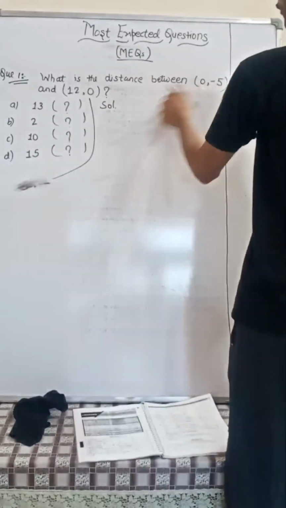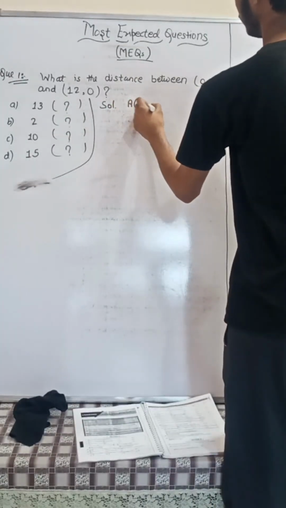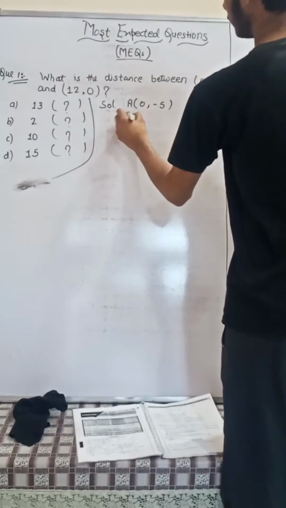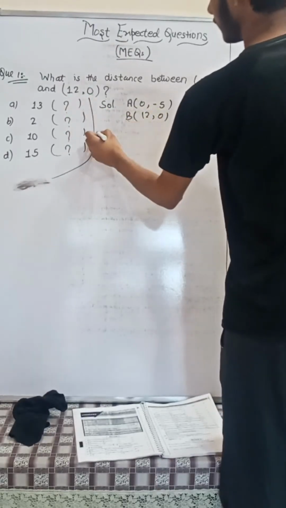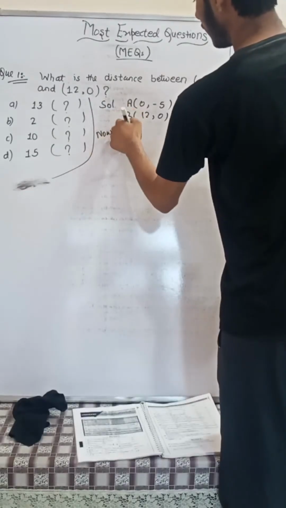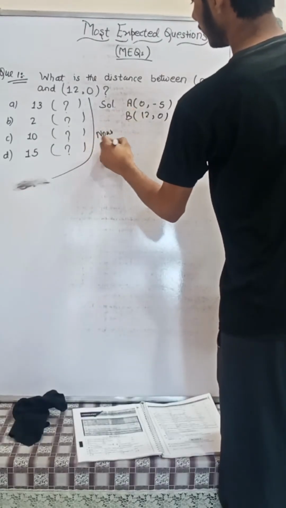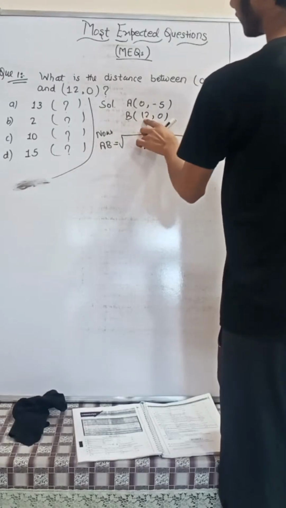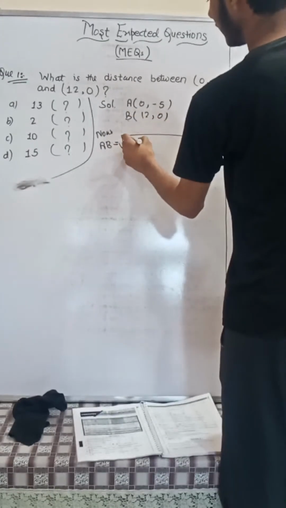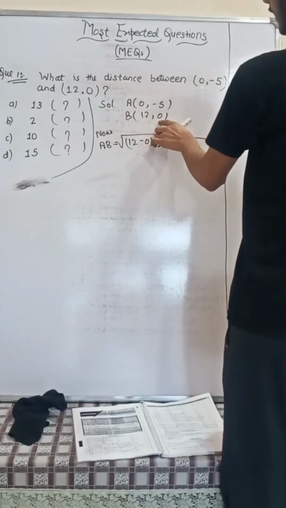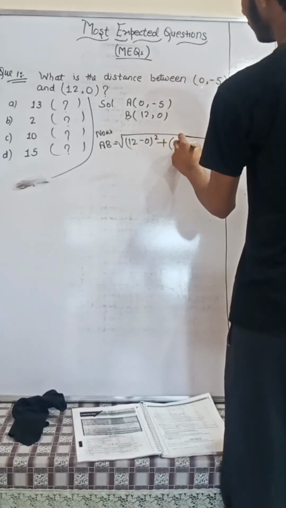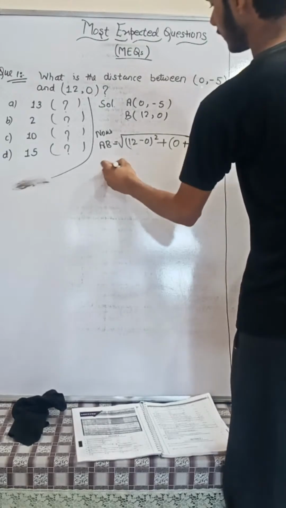Coordinates, let this coordinate as A, let this coordinate as B. Now formula for distance A and B is under root x2 minus x1, that is 12 minus 0 whole square, plus y2 minus y1, that is 0 plus 5 whole square.